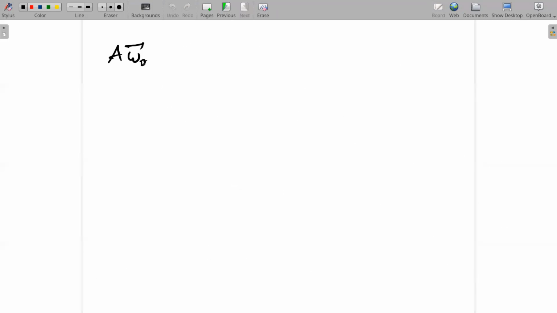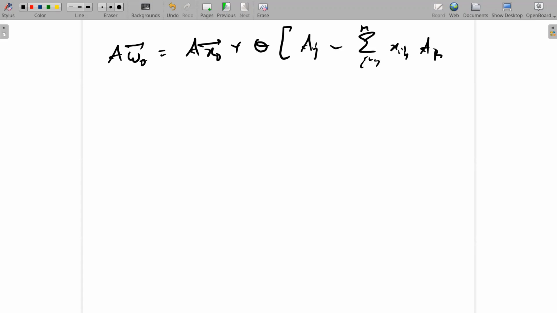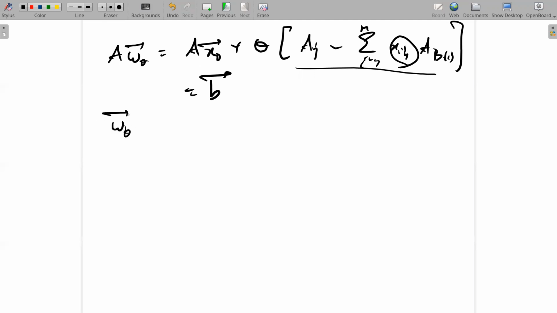We just have to check A w theta equals b, but that is nothing but A x naught plus theta Aj minus the summation i equals 1 to m of Xij ABi. This is equal to 0 because Aj was written as that. The Xij's were those coefficients which we use to write Aj, this non-basic column, as a linear combination of these ABi's. So this is going to be 0 and A x naught is b. So A w theta is also equal to b. So w theta belongs to F. All right.